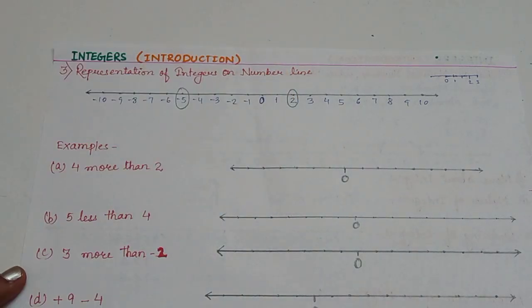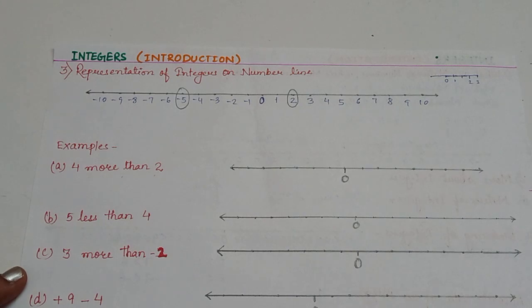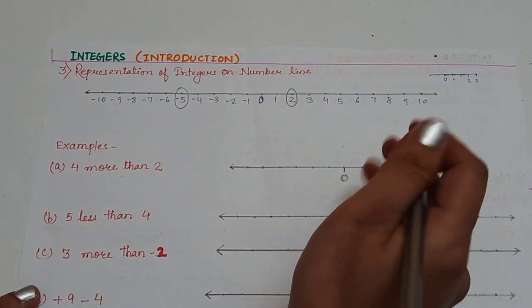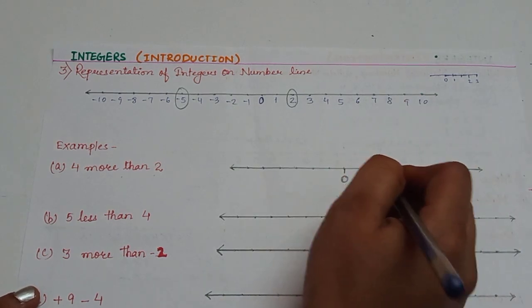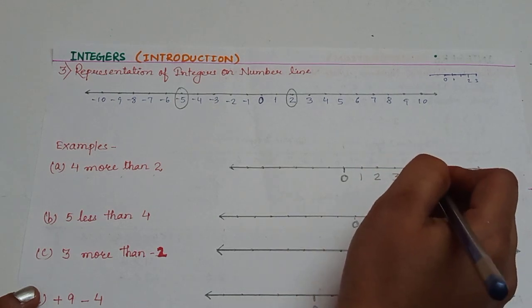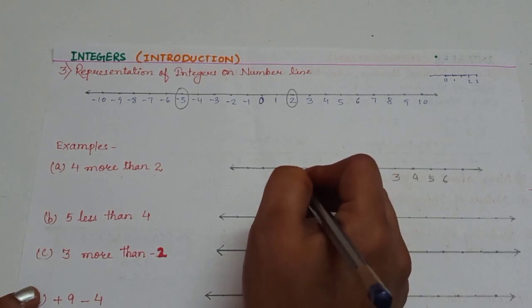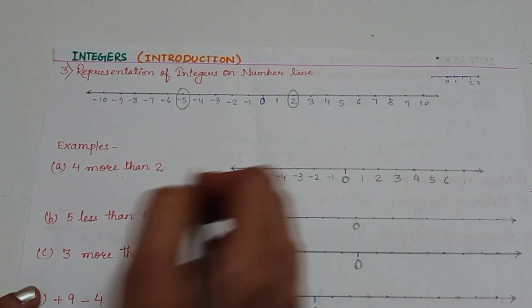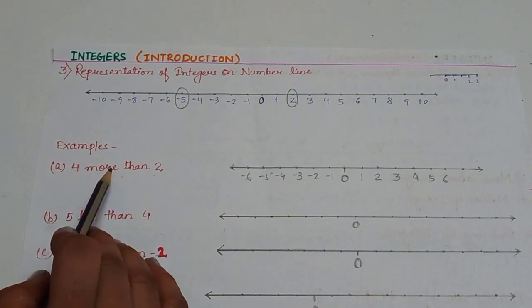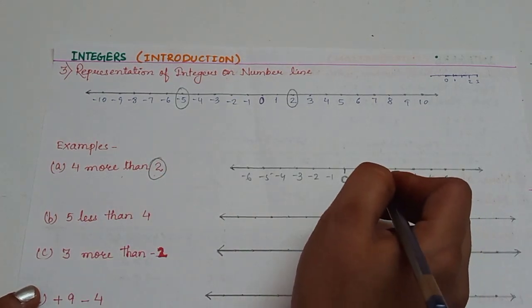Now the questions based on this representation of integers may come like 4 more than 2. So how are we going to plot this? Here we all know that on the right of 0 we have all the positive integers. So here 1, 2, 3, 4, 5 and 6. And over here -1, -2, -3, -4, -5 and -6. So here it's given 4 more than 2. First we need to see this number 2. Where is it? It is lying here.